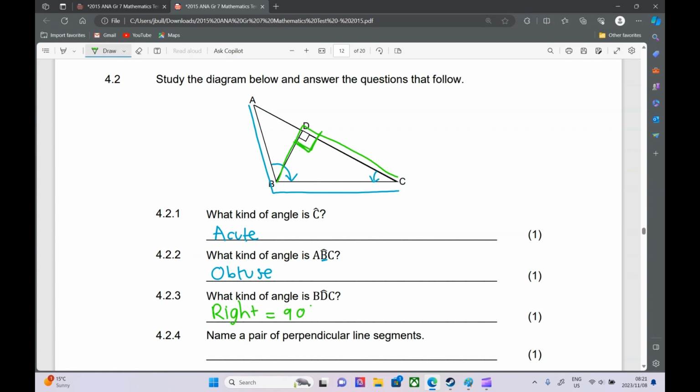Okay, name a pair of perpendicular line segments. So they've kind of given this to us already. Because they've shown us this right angle, we know that these two lines are perpendicular. So this line, this BD, is perpendicular to DC or to AC. You could say this whole line if you wanted, because we got that 90-degree angle. So I would say BD is perpendicular to AC, or they have to mark you right also if you said BD is perpendicular to DC.